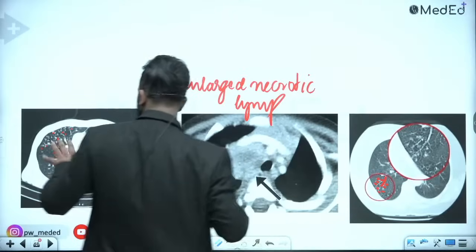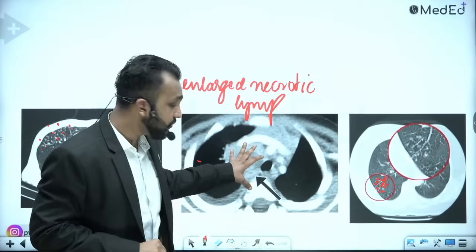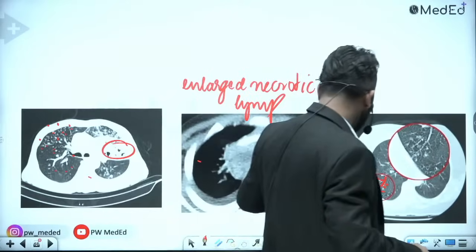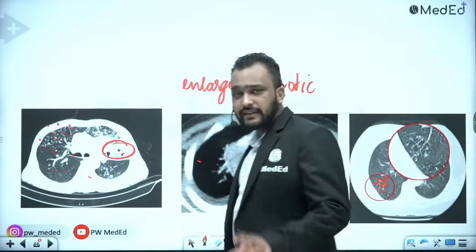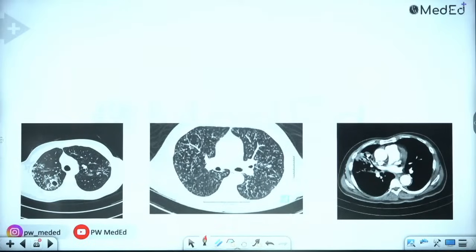So we have Ghon's focus here. We have Ghon's focus plus lymph nodes, which is your Ghon's complex. And when there is calcification in this lymph node, we will call it Ranke complex. And these nodules will have a tree in bud appearance.